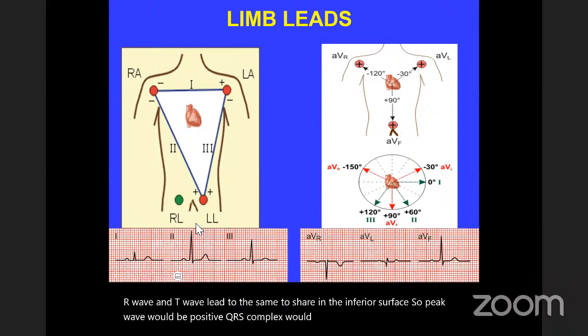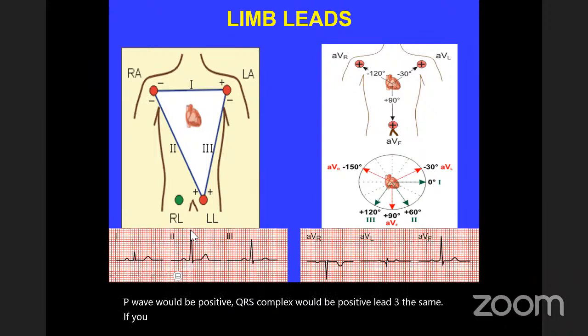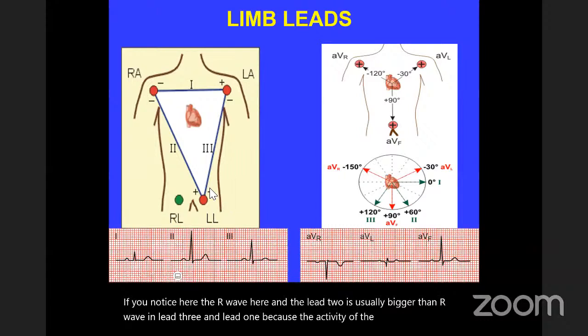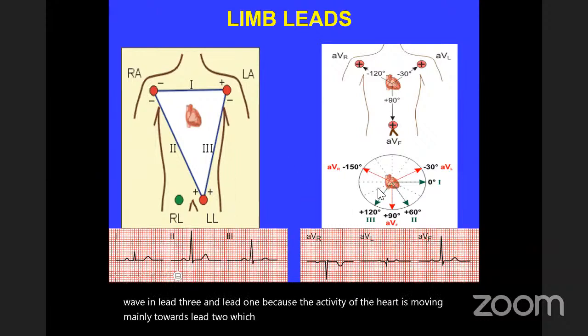Lead 3, the same. If you notice here, the R wave in lead 2 is usually bigger than the R wave in lead 3 and lead 1 because the activity of the heart is moving mainly towards lead 2, which is here in this area.